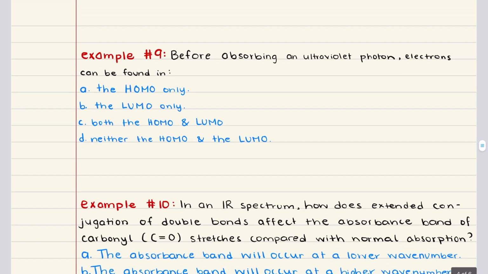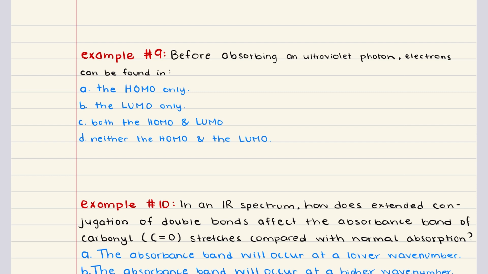Problem 9 says, before absorbing an ultraviolet photon, electrons can be found in blank. Ultraviolet spectroscopy deals with electronic transitions, specifically electrons jumping from a lower energy orbital to a higher energy orbital. The most common transition we talk about is from the HOMO to the LUMO, and these are acronyms for the highest occupied molecular orbital and the lowest unoccupied molecular orbital, respectively.